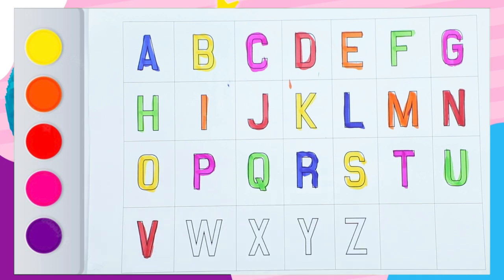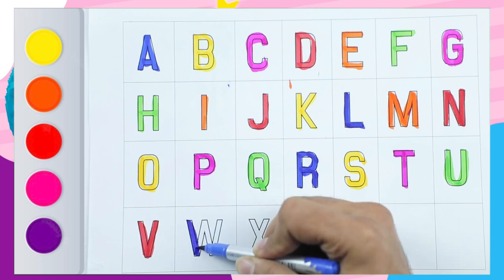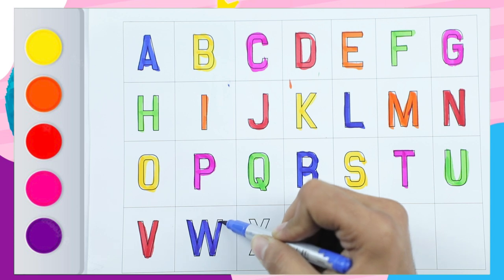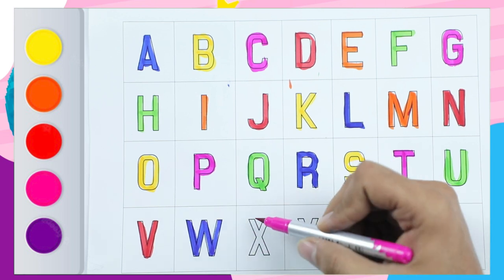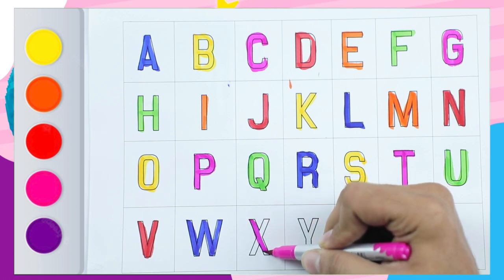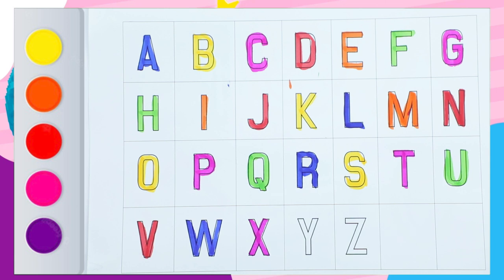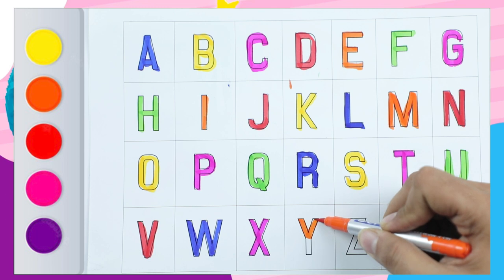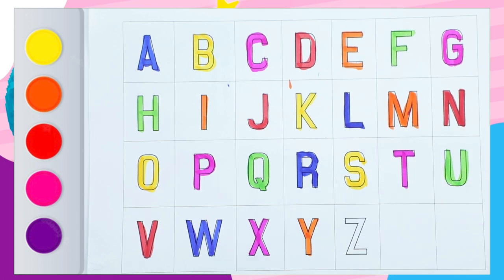V for van. W. Blue color W. W for watch. X. Pink color X. X for xylophone. Y. Y for yak. Orange color Y.